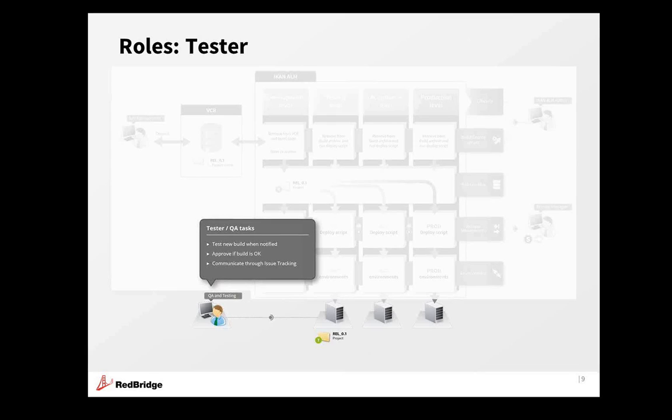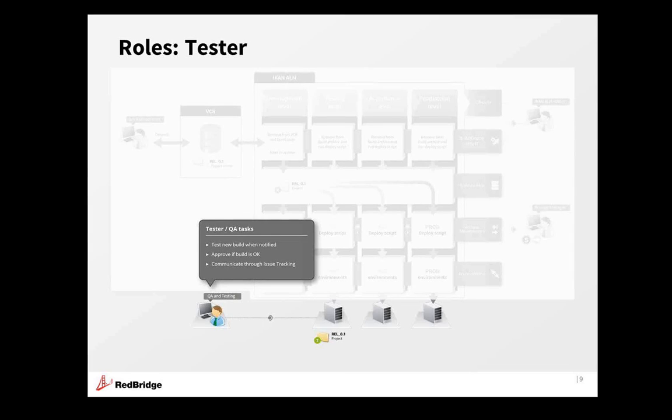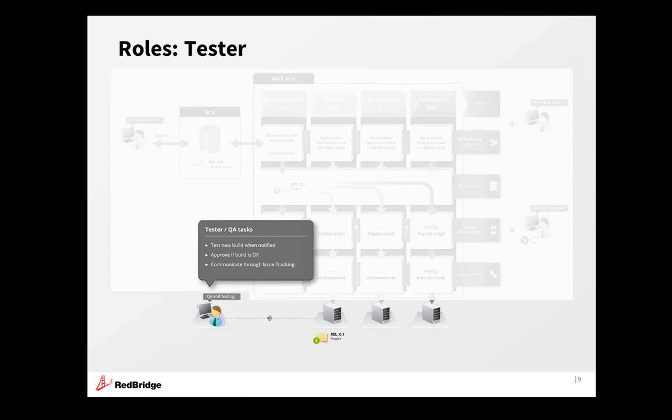And of course, he will also update the issue tracking system so that the developer knows if a bug has been solved or not, or there still is an issue. If the build is okay, testing passed, then he can approve it to move to the next phase in the life cycle.